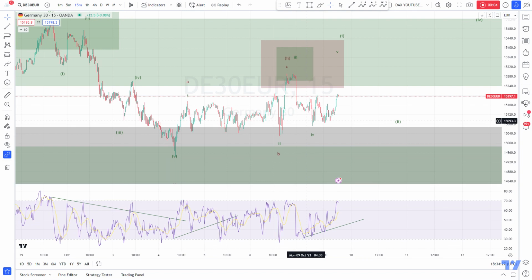The European markets are closing, so let's have a look at the DAX futures on the Oanda platform. What did we get today and what can we expect for tomorrow, Tuesday, October 10th? For the record, today is Monday, October 9th. Time is around 6:30 p.m. GMT.